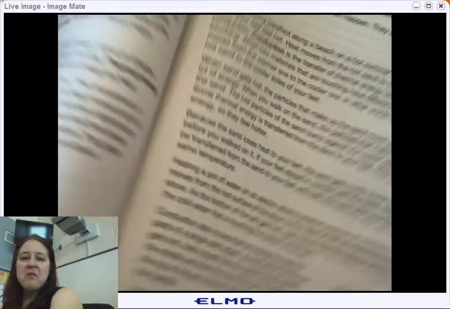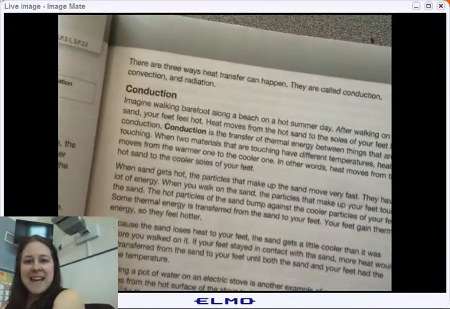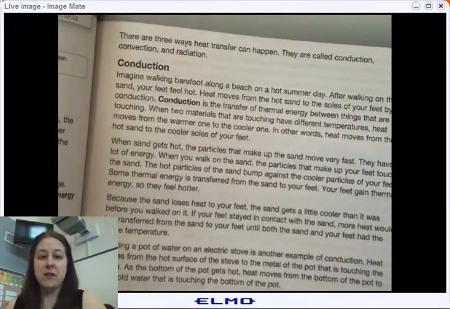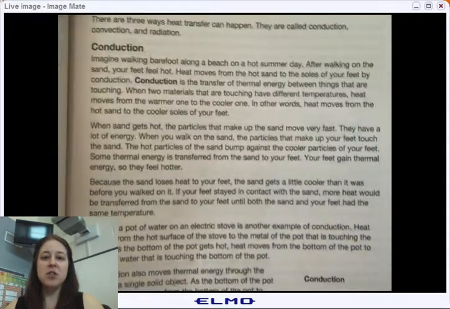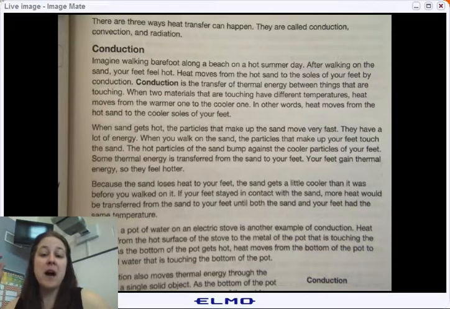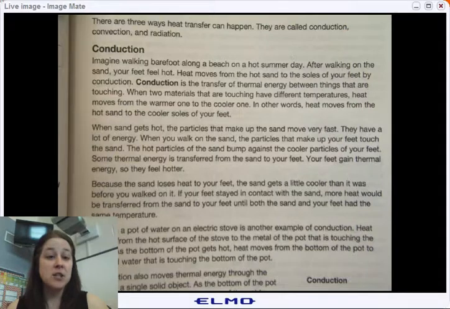Okay? There are 3 ways heat transfer can happen. They are called conduction, convection, and radiation. Imagine you were walking barefoot along a beach on a hot summer day. After walking on the sand, your feet feel hot. Heat moves from the hot sand to the soles of your feet by conduction. Conduction is the transfer of thermal energy between things that are touching. When 2 materials are touching, they have different temperatures. Heat moves from the warmer one to the cooler one. In other words, heat moves from the hot sand to the cooler soles of your feet.